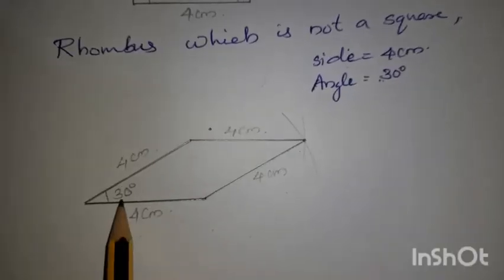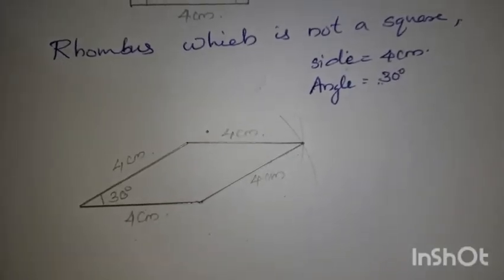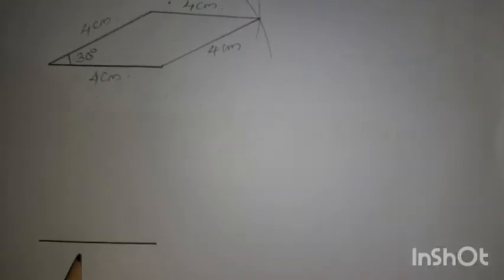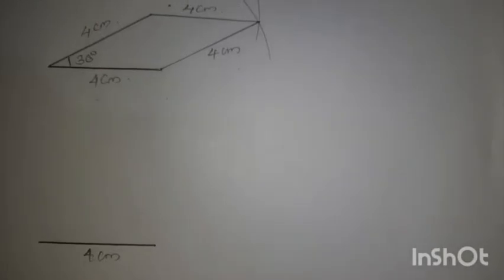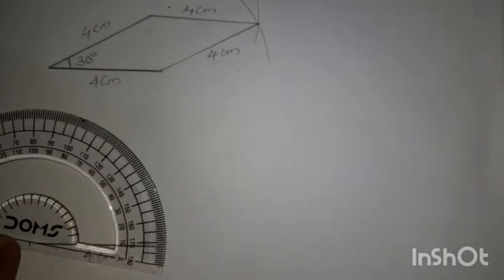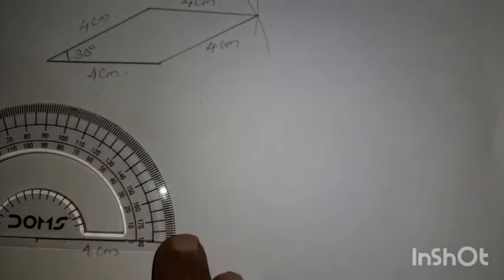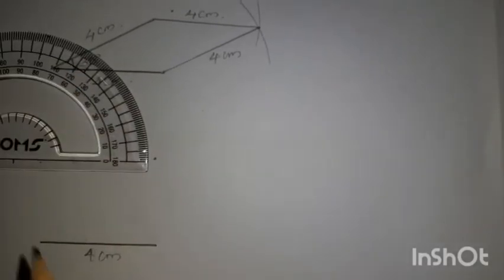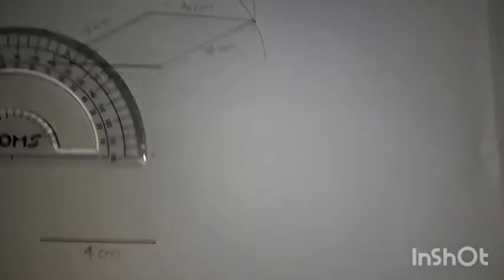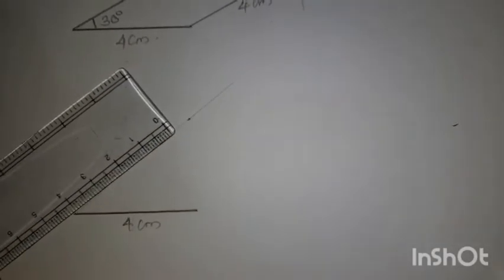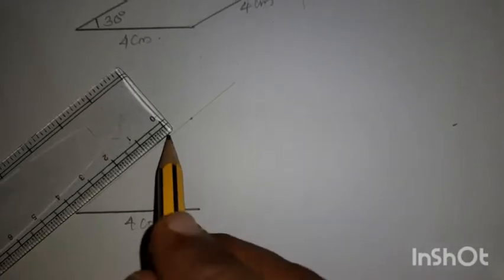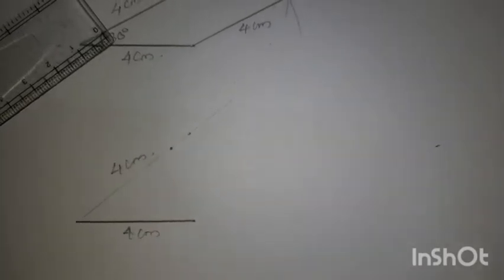So if you change this angle, you can draw another rhombus. Taking same 4 cm, and instead of 30, I took 40 degrees here. Keep it on the line and mark 40 degrees and draw the 4 cm line from there. Draw the line and mark 4 cm from here. So this is the 4 cm line.